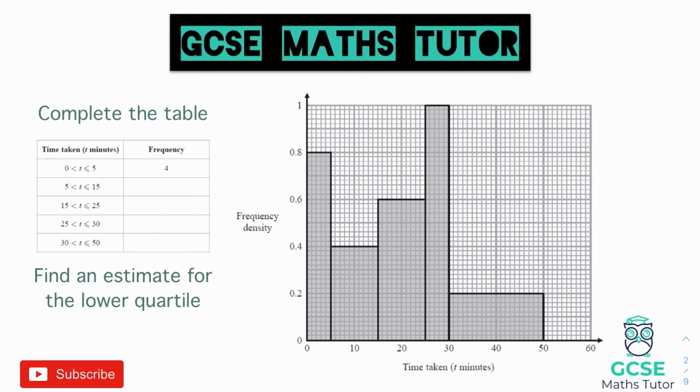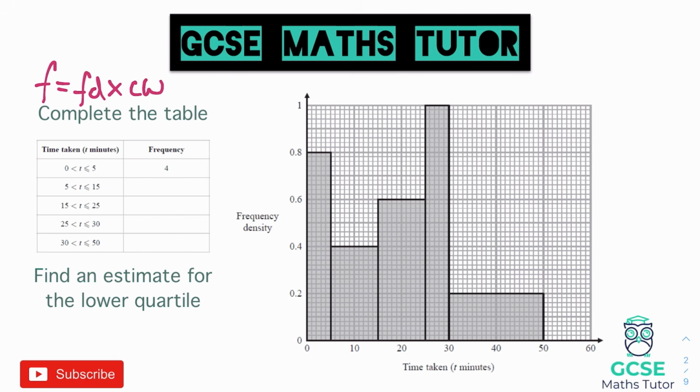Now the first one's been done for us, and you can see that from 0 to 5, it has a height of 0.8 just here. And that's how they've got the frequency of 4. If we reverse our formula to find the frequency, you have to do the class width multiplied by the frequency density. So the frequency density multiplied by the class width. And you can see that's how they've got 4, because 0.8 times 5 is equal to 4. And we just need to do the same with the others.